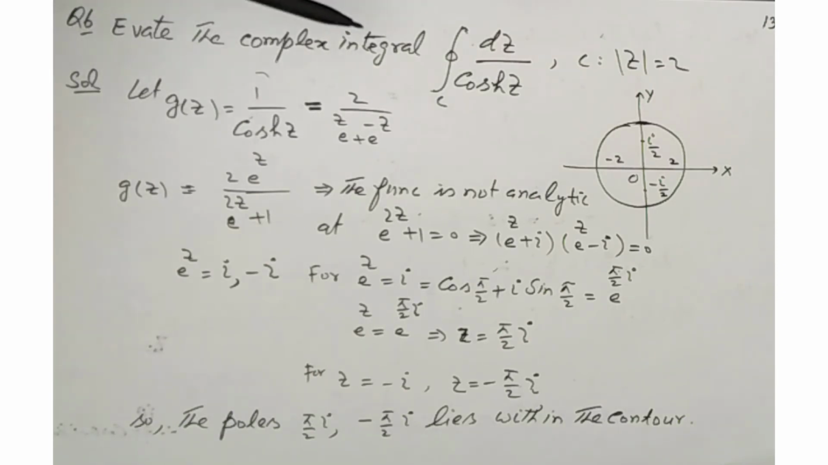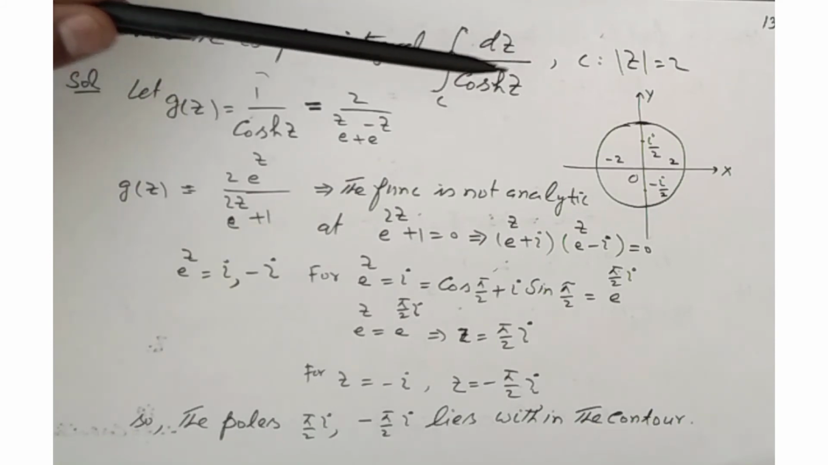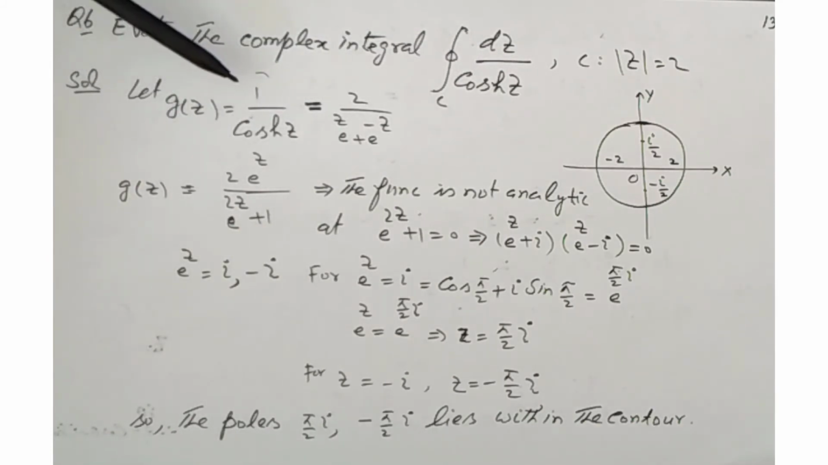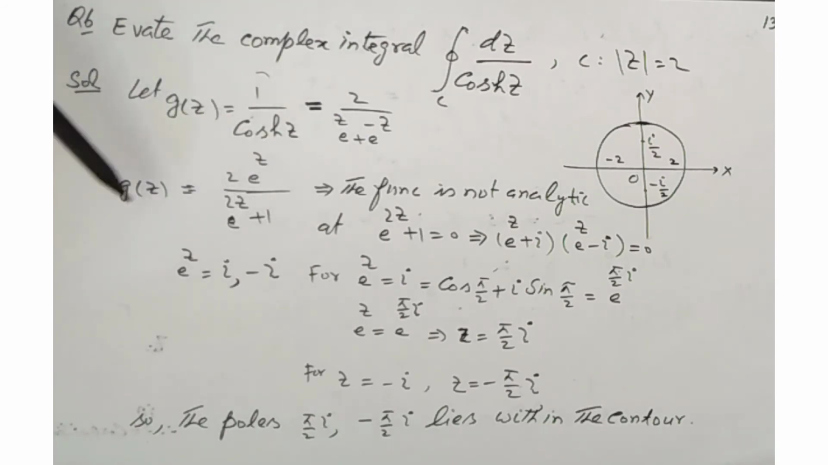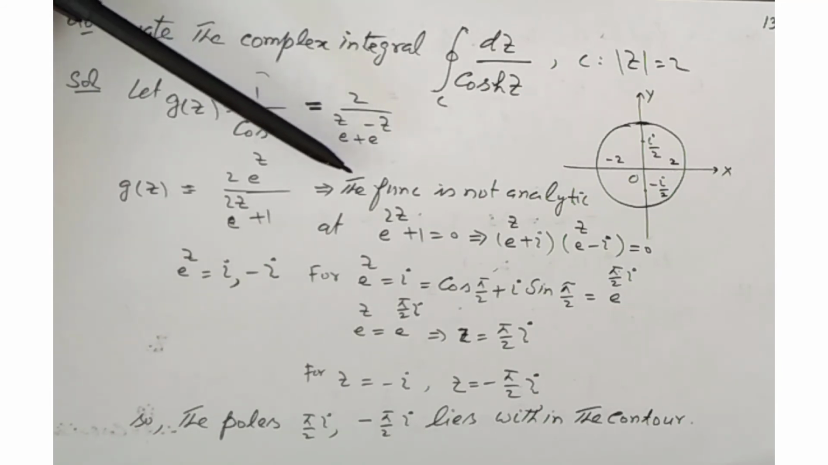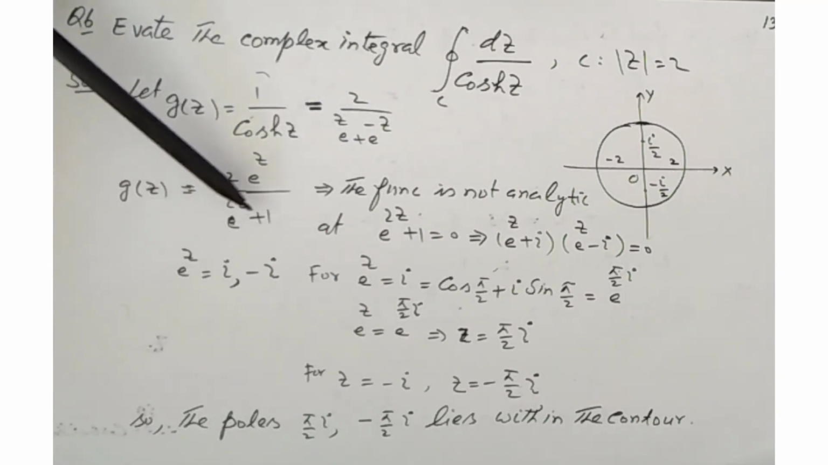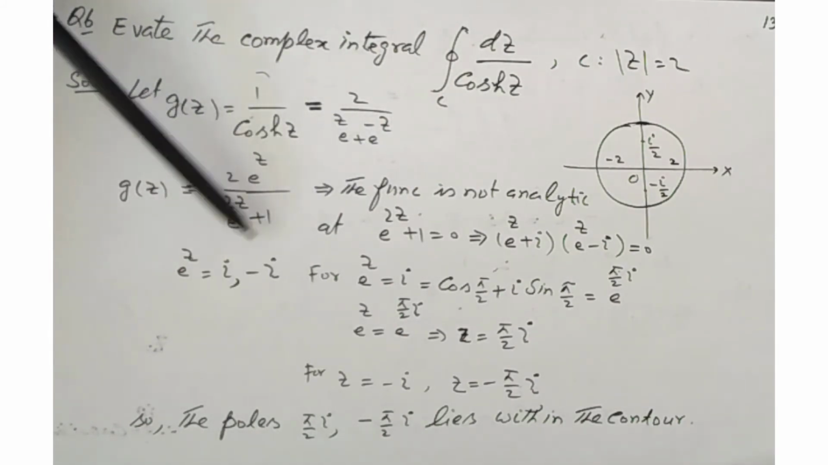Question 6: evaluate the complex integral of dz over cos hyperbolic z, where mod z equals 2. Let g of z equal 1 by cos hyperbolic z, and the value of cos hyperbolic z equals (e^z plus e^minus z) over 2. After simplification, taking the LCM, this becomes (e^2z plus 1) over (e^z times 2). The function is not analytic when the denominator becomes equal to 0.